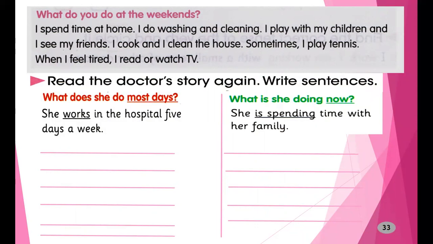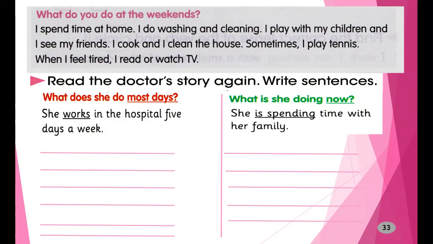She said I spend time at home. She didn't say I'm spending, she said I spend. So the main verb is without a helping verb and without adding ing. I spend time at home. I do washing and cleaning.